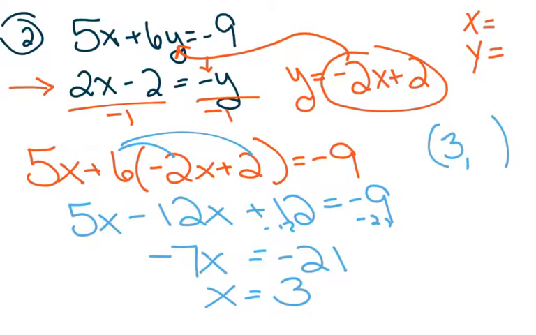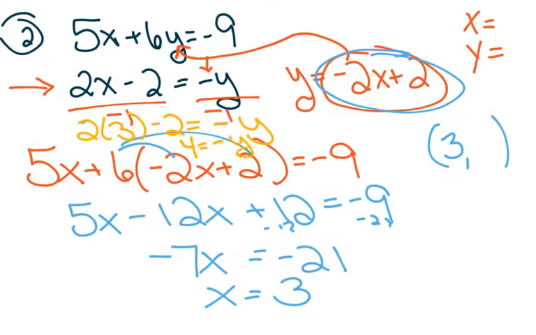Now, the only thing with something like this is we don't want to plug it into the one that we rewrote. We always like to plug it into an original. So I'm going to plug it in, let me change color so it makes sense. We got 2 times 3 minus 2 is supposed to give me negative y. So that would be 6 minus 2 gives me 4. 4 equals negative y. Divide both sides by negative 1. It looks like y is negative 4 this time.